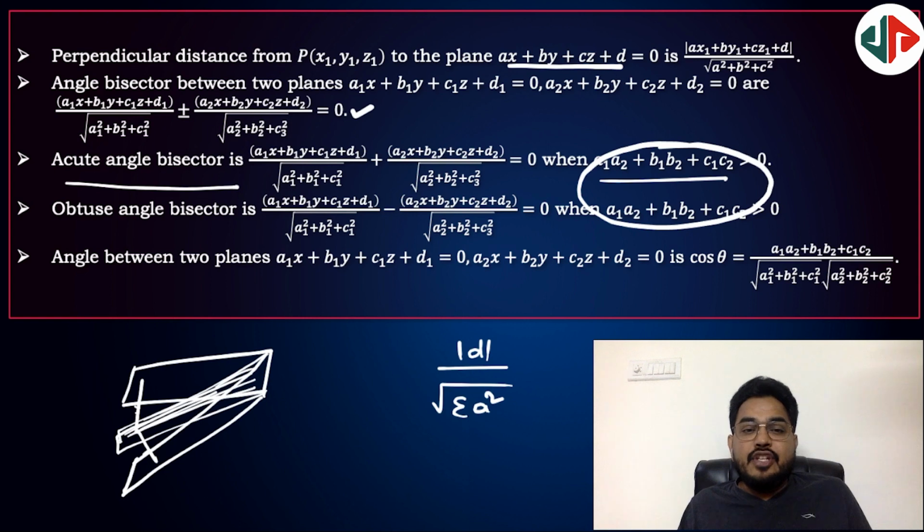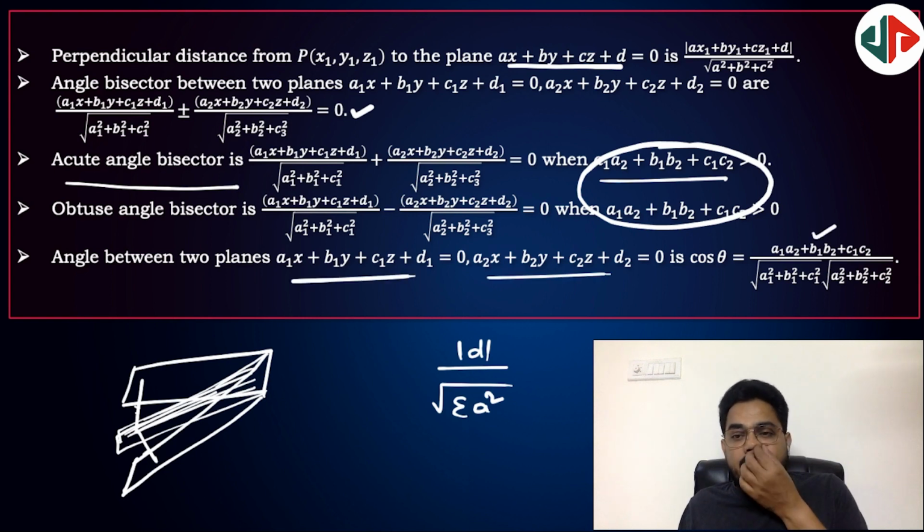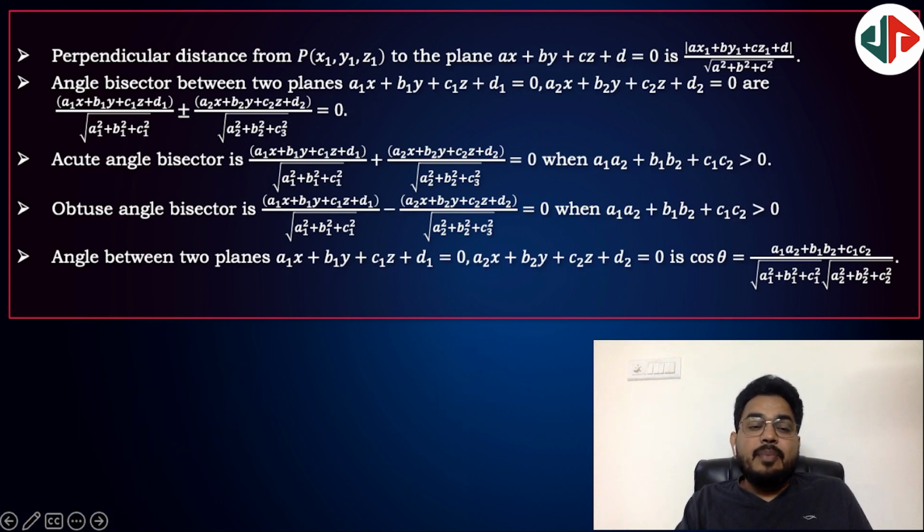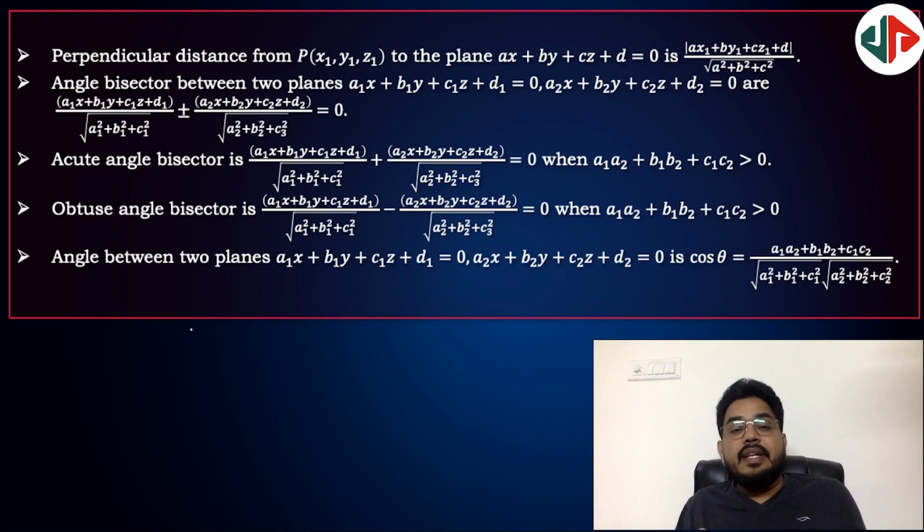And the angle between two planes is this one, already given: A1 A2 plus B1 B2 plus C1 C2 divided by root over A1 square plus B1 square plus C1 square into root over A2 square plus B2 square plus C2 square. So what is the angle bisector? Angle bisector is the set of points which are equidistant from the given two planes.